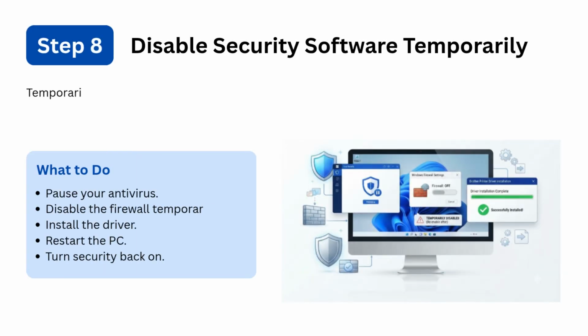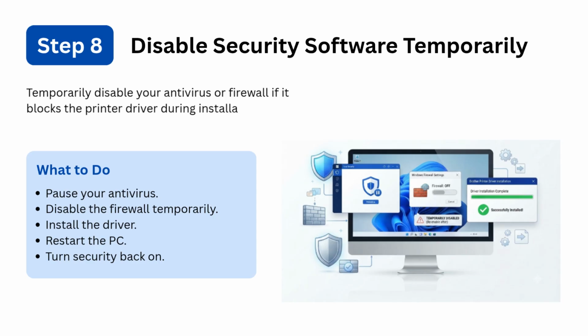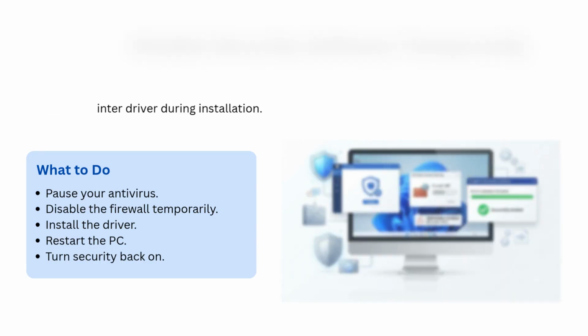Step 8. Disable security software temporarily. Temporarily disable your antivirus or firewall if it blocks the printer driver during installation. What to do? Pause your antivirus, disable the firewall temporarily, install the driver, restart the PC, turn security back on.